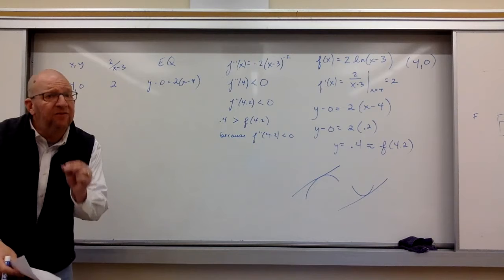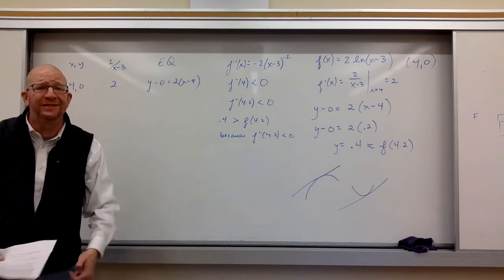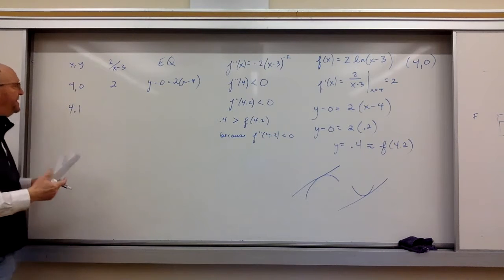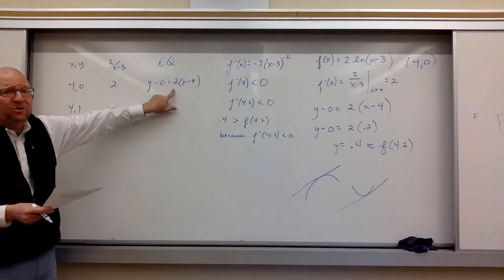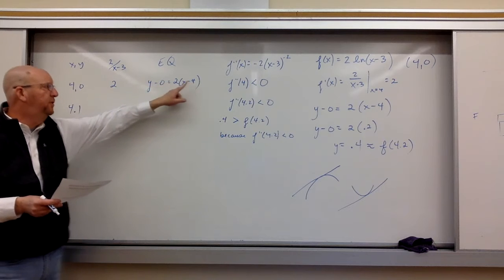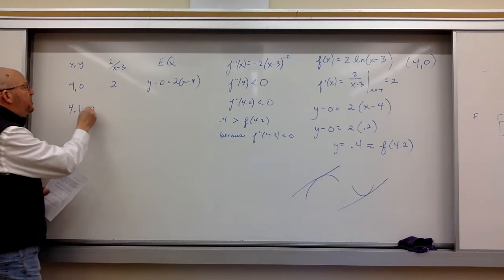Now, the AP is very consistent here. These Euler's method problems, 2 steps, okay? Let's go down here, 4.1. I take that 4.1, plug it into the previous tangent line equation. 4.1 minus 4 is 0.1 times 2, so that's going to be 0.2.